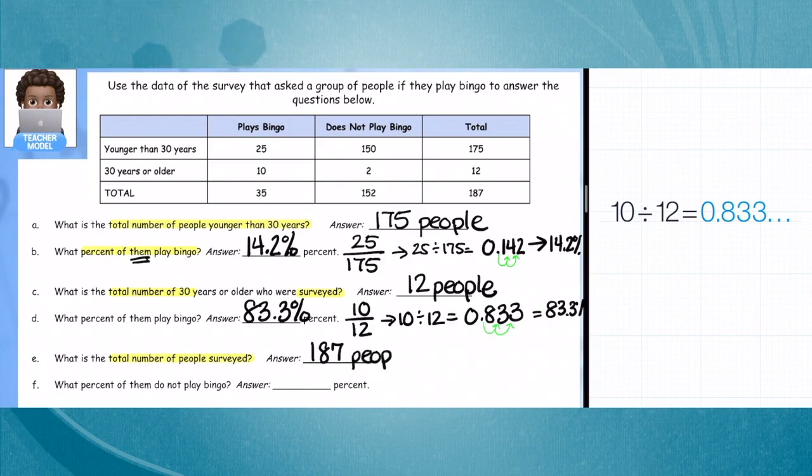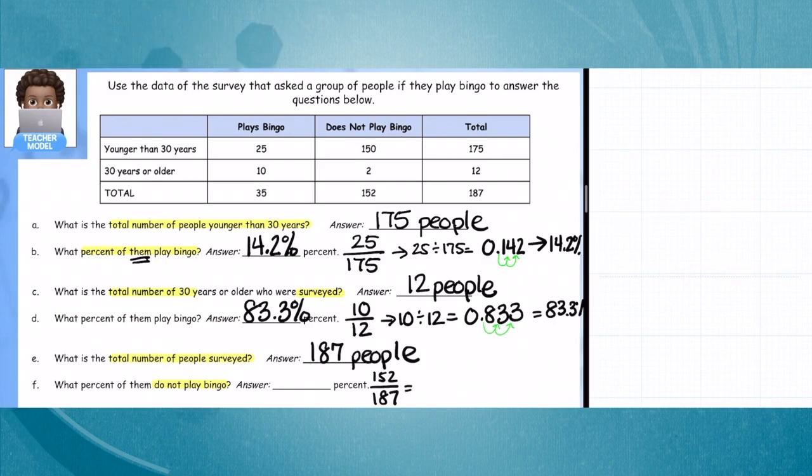And I want to know how many of them do not play bingo. So out of everyone, how many do not play bingo? So I would look over here. If I didn't have a total, I would add these two together to get 152. So we'll represent that 152 out of 187.